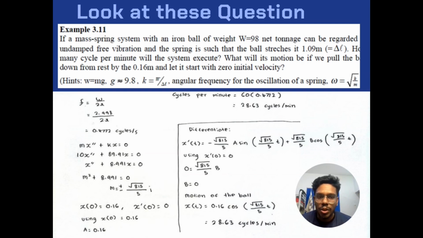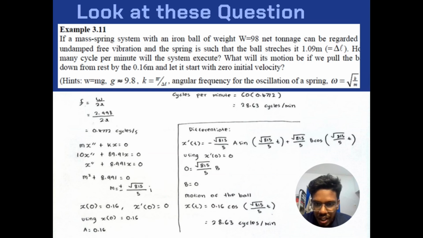But we have to recheck our answer. For the recheck, we use the formula m x double prime plus k x equals 0. We know m is 10, so 10 x double prime plus 89.91 x equals 0. Then the characteristic equation gives m squared equals negative 8.991, so m equals plus or minus square root of 8.991 times i.